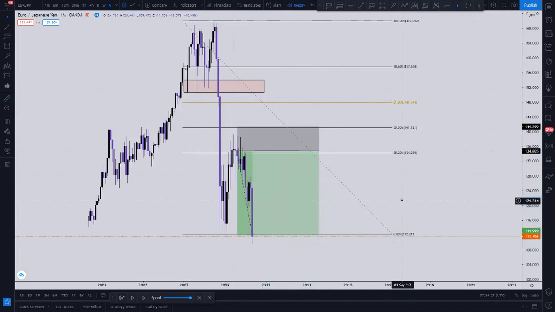Which required what? Patience. How many weeks did it take? 1, 2, 3, 4, 5, 6, 7, 8, 9, 10. 10 weeks, almost 3 months, like 3 to 4 months holding that trade, but knowing where price is going. Remember, Forex is not a get rich quick scheme. It's something that requires you to have patience.